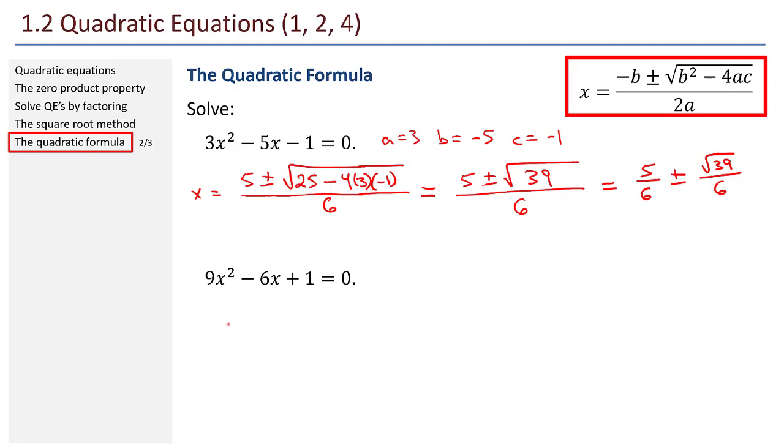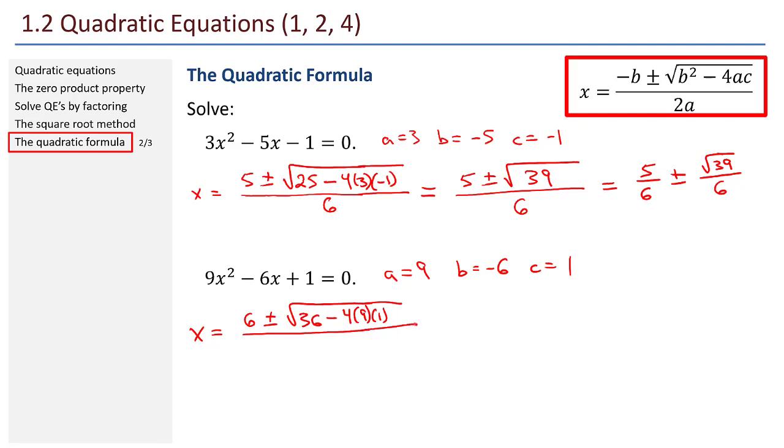How about the next one? I'll identify a, b, and c. A equals 9, b equals -6, c equals 1. So, by the quadratic formula, -b, that makes a positive 6, plus or minus the square root of b squared, 36, minus 4ac, all over 2a, all over 18.